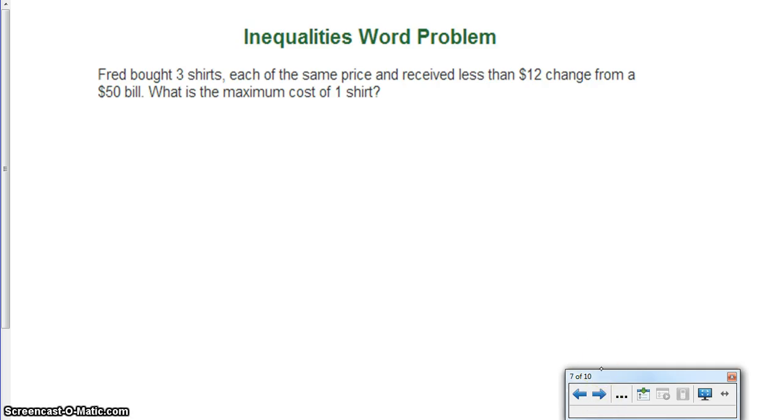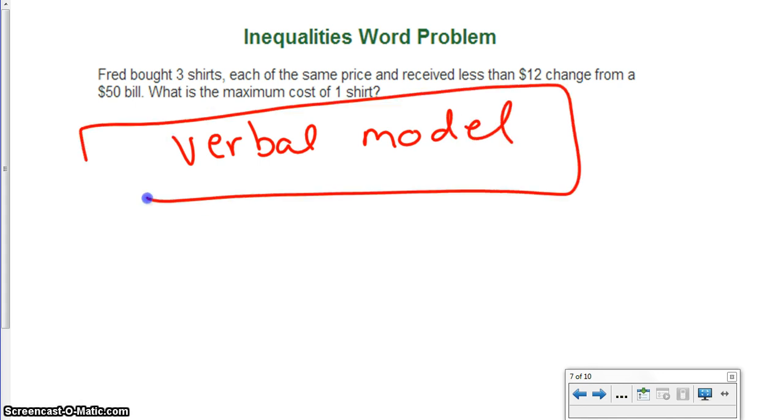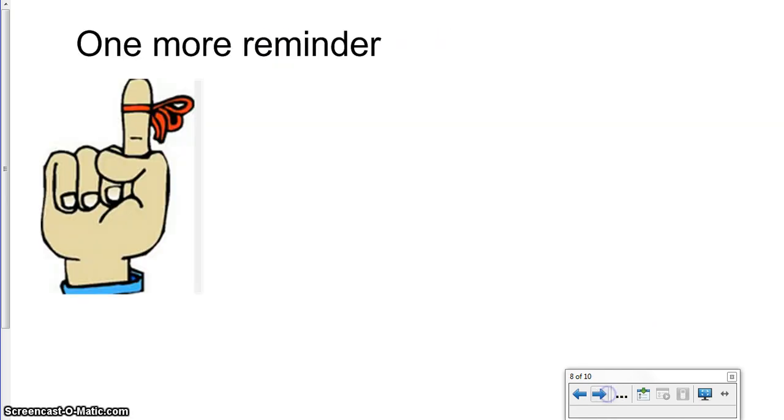So, inequalities word problem. Fred bought 3 shirts, each of the same price, received less than $12 change from a $50 bill. What is the maximum cost of one shirt? I would like you to make sure that you write the verbal model for tomorrow and share it with your partners. So go ahead and stop the screen and write that down.